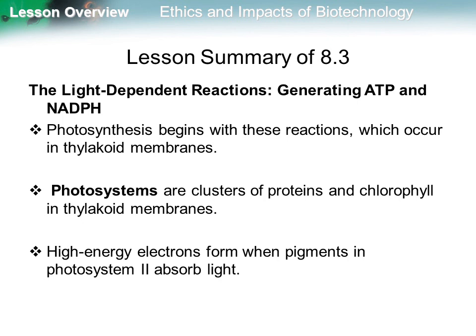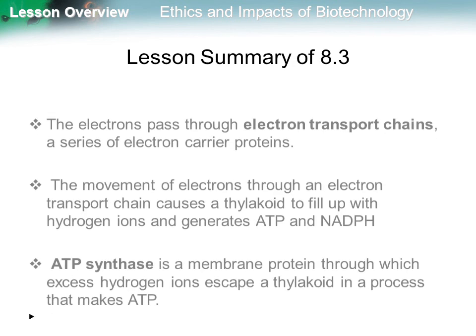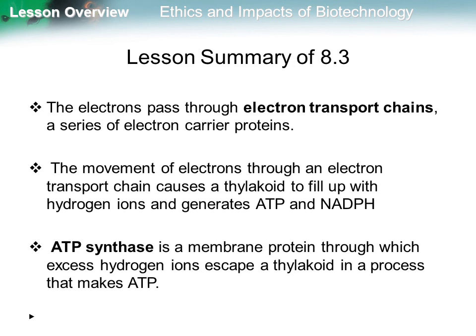thylakoid membranes. High energy electrons form when pigments in photosystem absorb light. So the electrons pass through electron transport chains, a series of electron carrier proteins. The movement of electrons through an electron transport chain causes a thylakoid to fill up with hydrogen ions and generate ATP and NADPH.